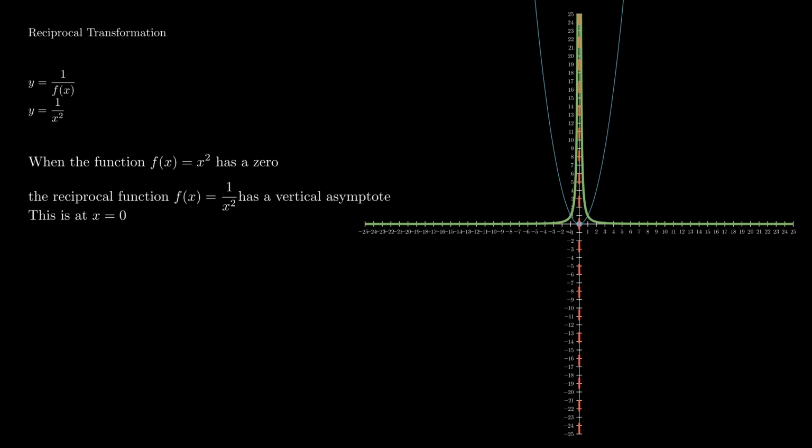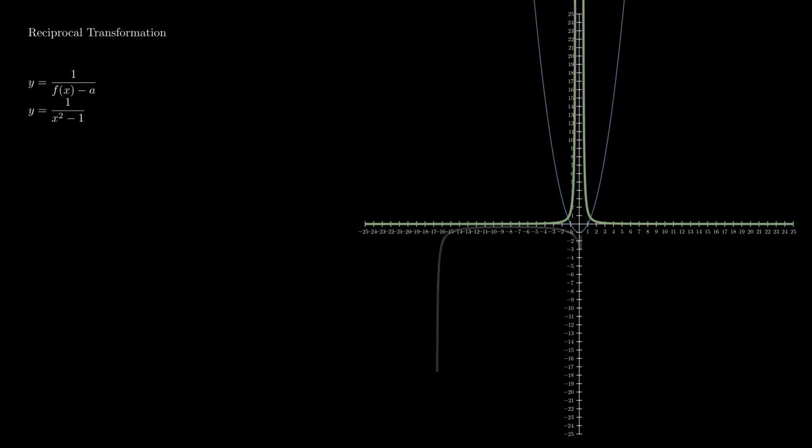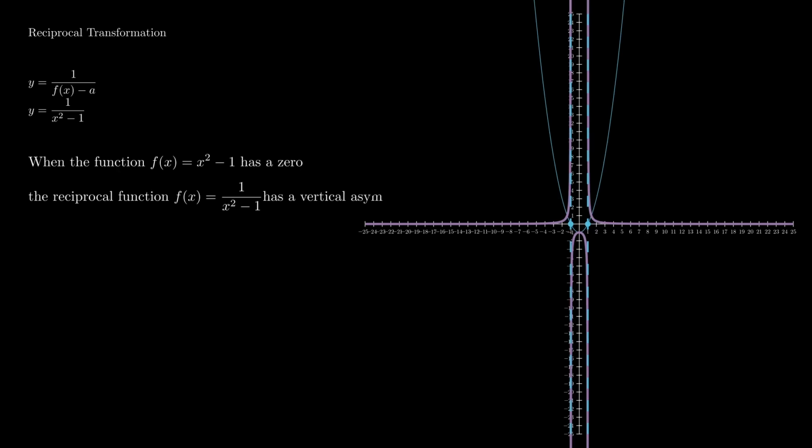Okay, now what happens when we have a translated reciprocal? Okay, so f of x equals 1 divided by x squared minus 1. This introduces two vertical asymptotes at x equals negative 1 and x equals 1, because these two values, when x equals 1 and when x equals negative 1, are the zeros of the denominator, so that's why they give us two vertical asymptotes.